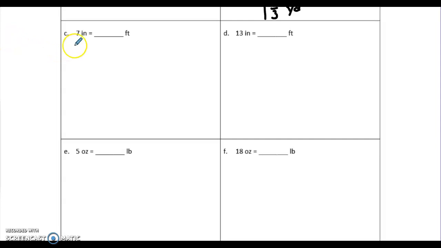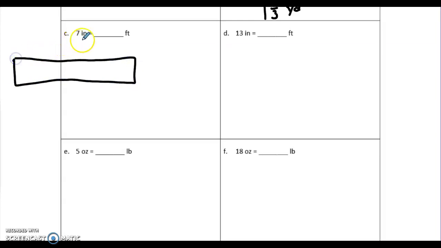So here I'm going to, well, let's start with a model. I'm going to draw my model. And what do I know of the relationship between inches and feet? If you don't know, you could certainly use your reference sheet. But I do know in just 1 foot, there is a total of 12 inches. So I would then decompose this into 12 pieces, 11 lines: 1, 2, 3, 4, 5, 6, 7, 8, 9, 10, and 11 lines. And I really want 7 of them.